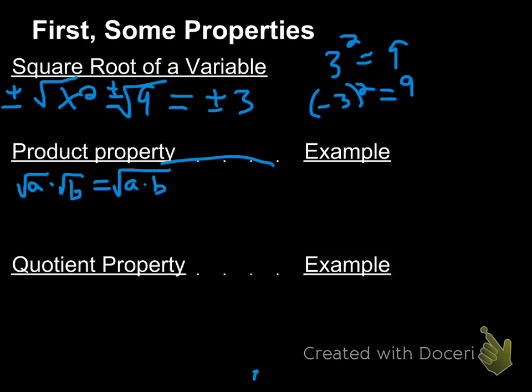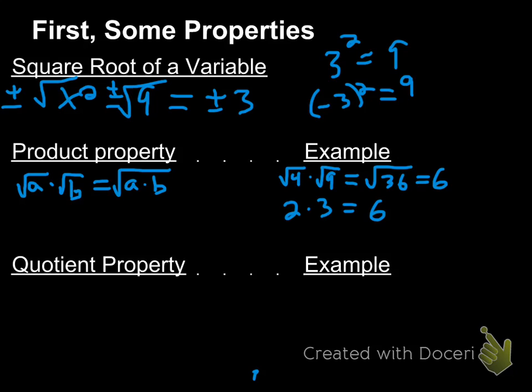So, for example, if I had something like the square root of 4 times the square root of 9, that would be the same as the square root of, what's 4 times 9? 36, and that is 6, right? And we could check that, because the square root of 4 is 2, times the square root of 9, which is 3, is also 6. So I think it works. Okay?